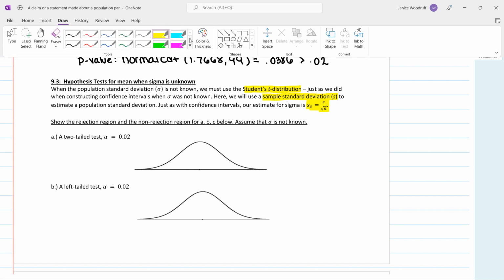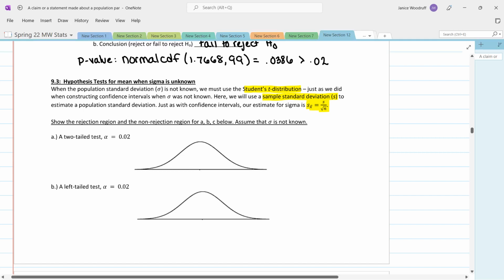Okay, so let's do just a little bit of finding t again here, because we're going to have one-tail and two-tail tests. So the first one is, show the rejection region and non-rejection region. Assume that sigma is not known, so we're using a t value here. So first one, we have a two-tailed test. Alpha is 0.02. So for two-tail, we're going to want to divide this by 2. So 0.02 divided by 2 is 0.01, which means you want 0.01 area on either side of the tail here.